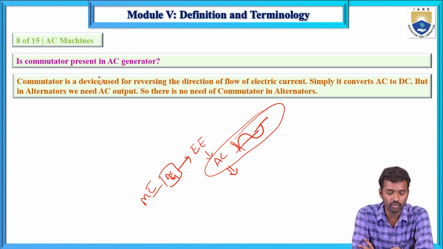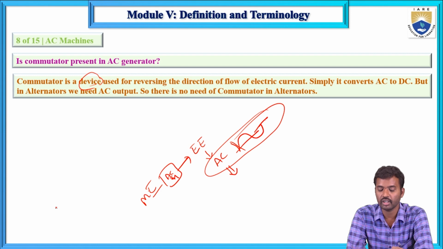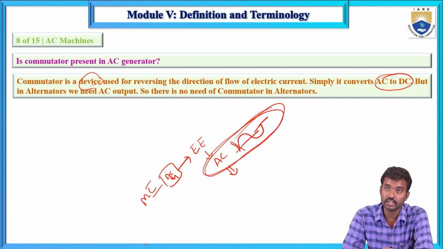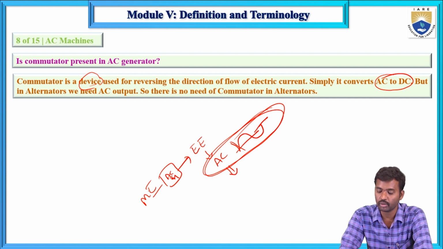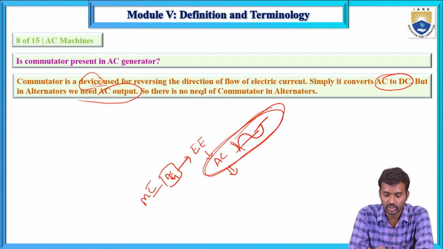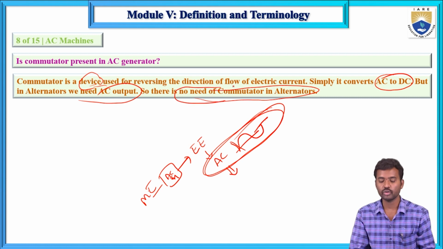A commutator is a device for reversing the direction of current flow, and it simply converts from AC to DC. The AC generator already generates AC, so it does not require any DC supply or any commutator. In the alternator we need only AC, so there is no need of a commutator in the alternator. That means the AC generator is a synchronous machine.